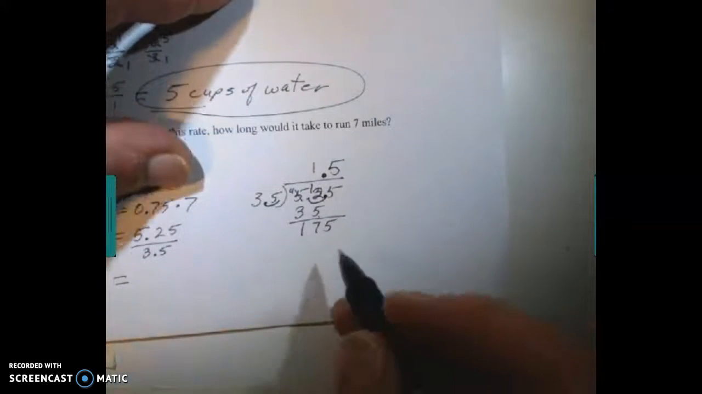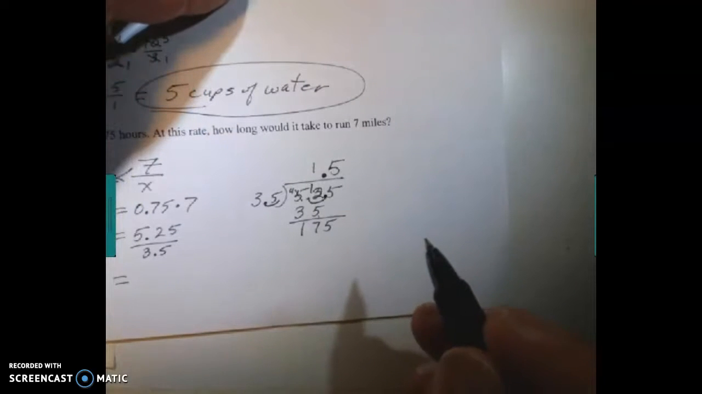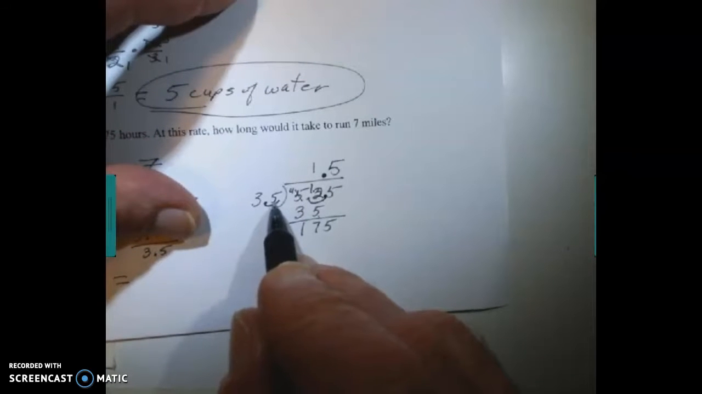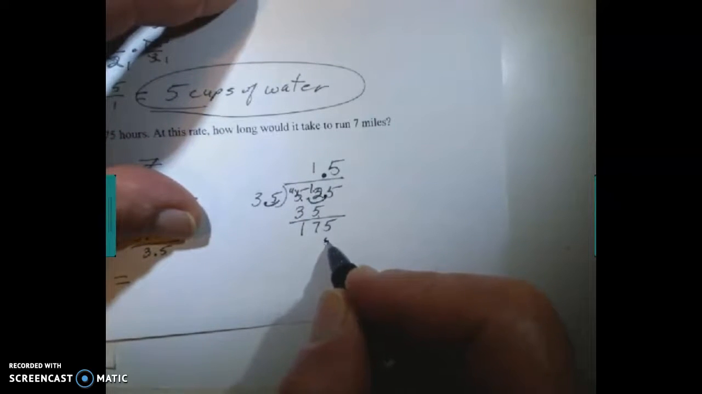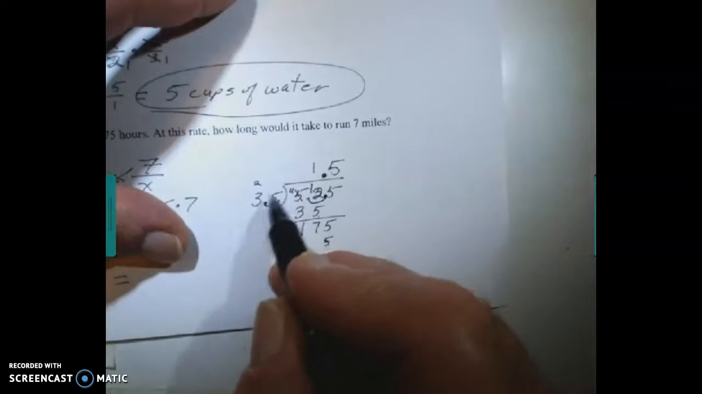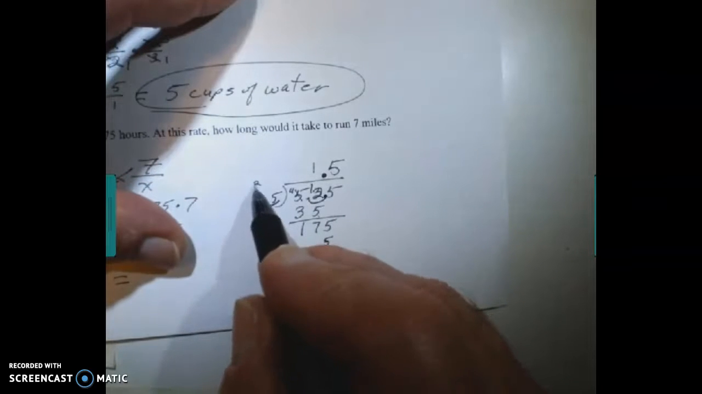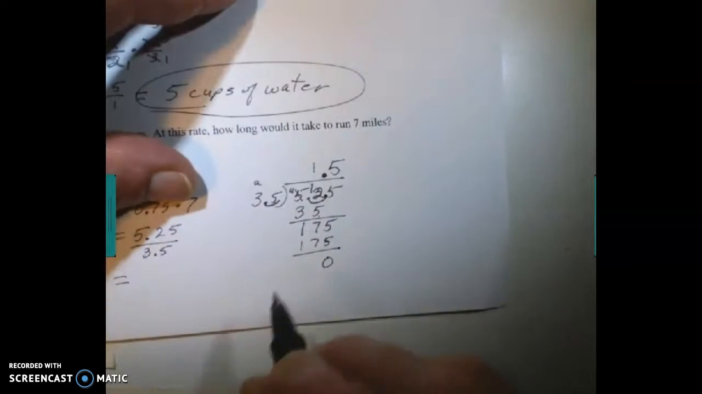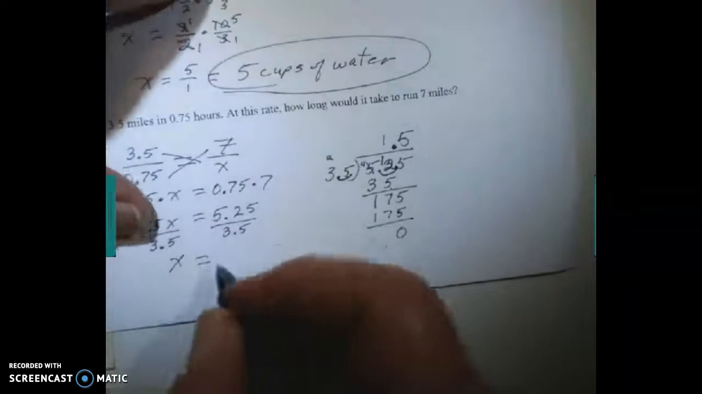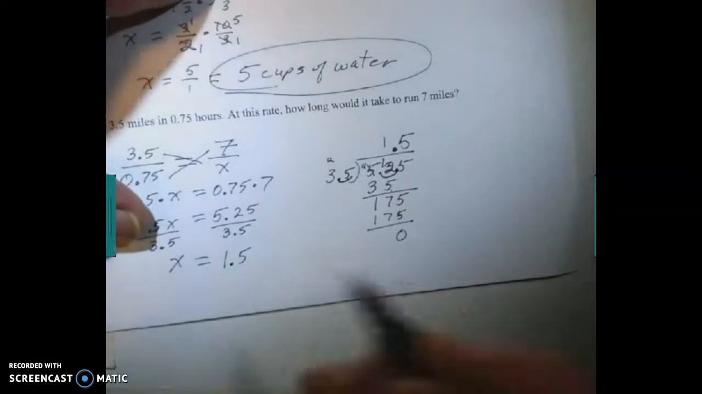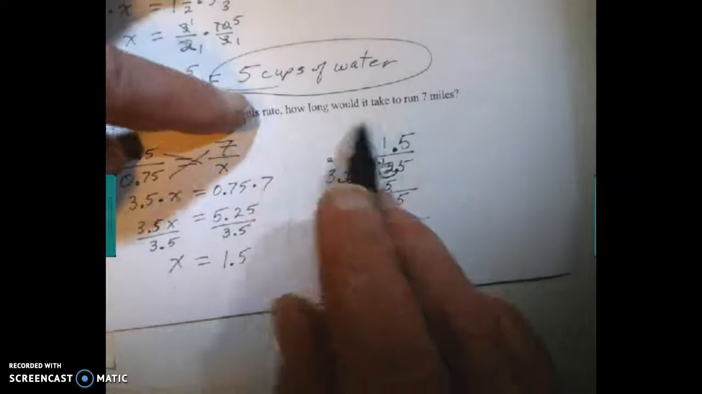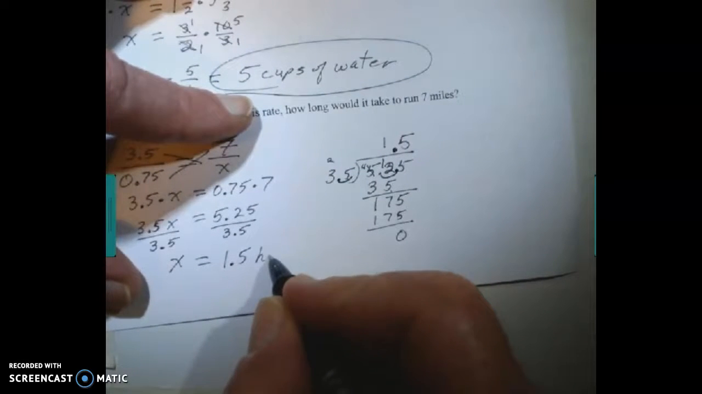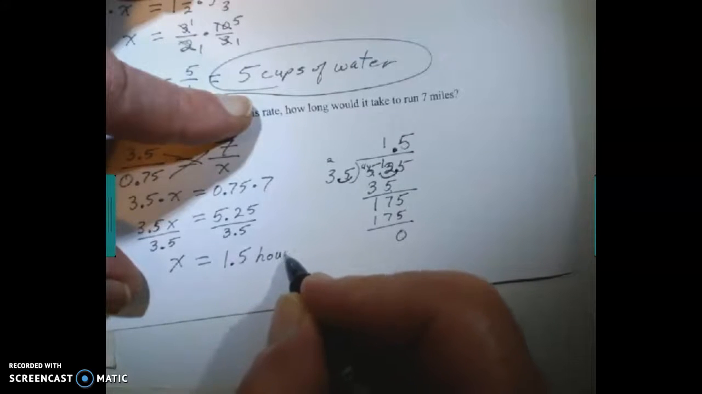So 5 times 35. 5 times 5 is 25. Carry a 2. 5 times 3 is 15, plus the 2 is 17. Yeah, there it is. It goes exactly. Nothing left over. Your answer is 1 and 5 tenths. It's a word problem. Make sense of this. How long does it take to run 7 miles? It's the time. That is 1 and 5 tenths hours.